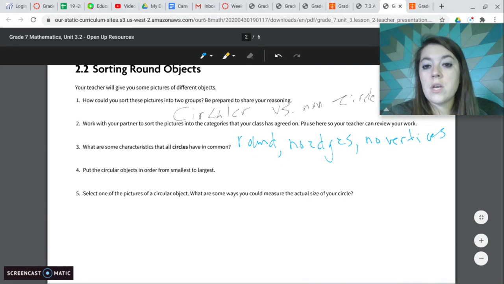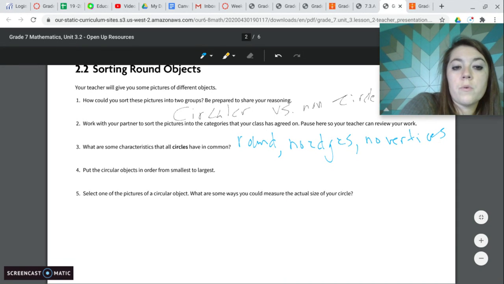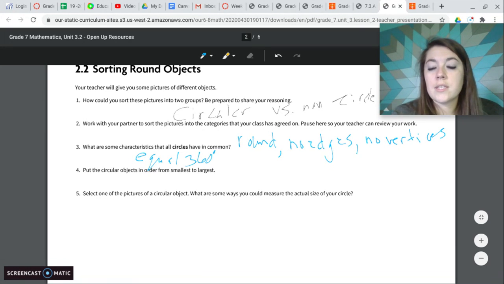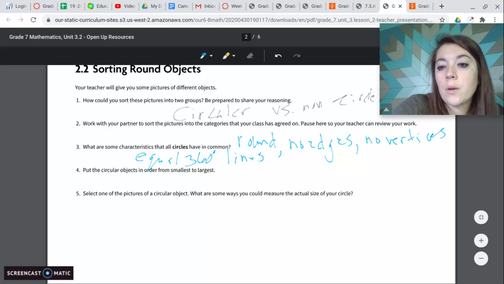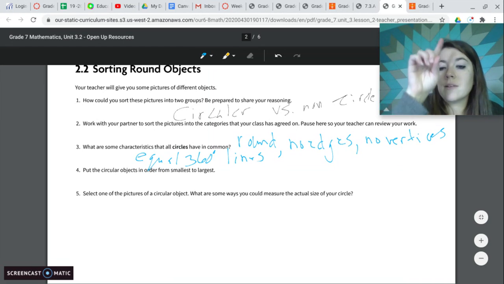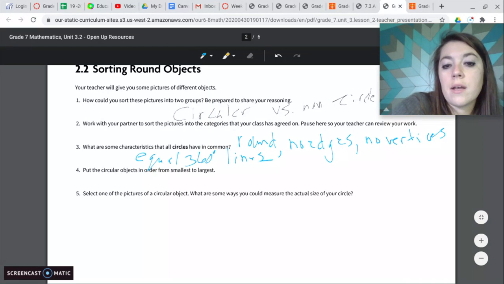What else? What else do we know about circles? So they equal 360 degrees. They have lines of symmetry. So we could see that on the wagon wheel and on the bike wheel and on the orange slice even. We could see the lines of symmetry in there. So lines of symmetry.